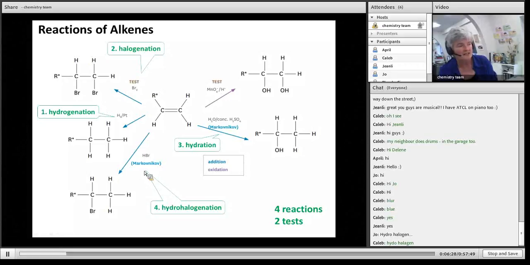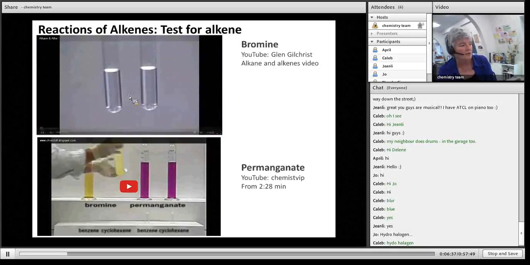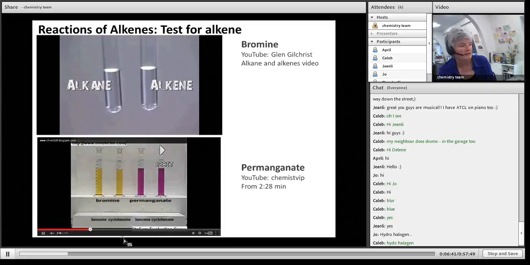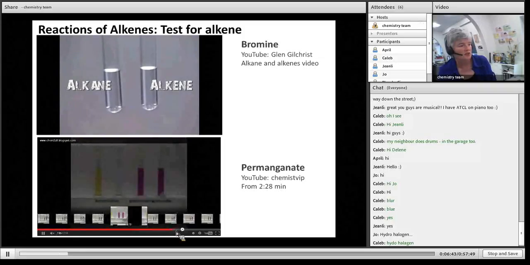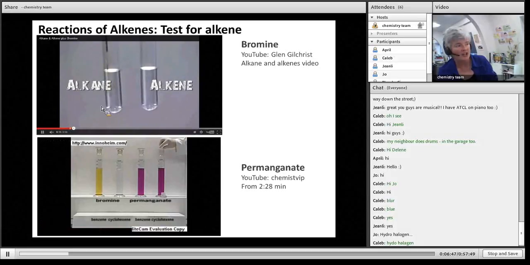Now the two tests, which I'll see if you saw last time, are the decolorization of bromine, or the permanganate color change. Alkane doesn't change color, alkene it does. So I'm just going to move it on.